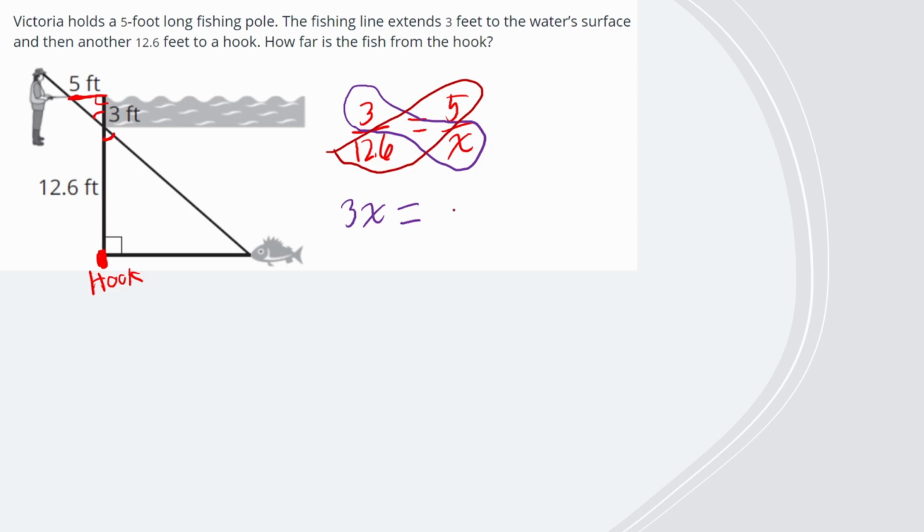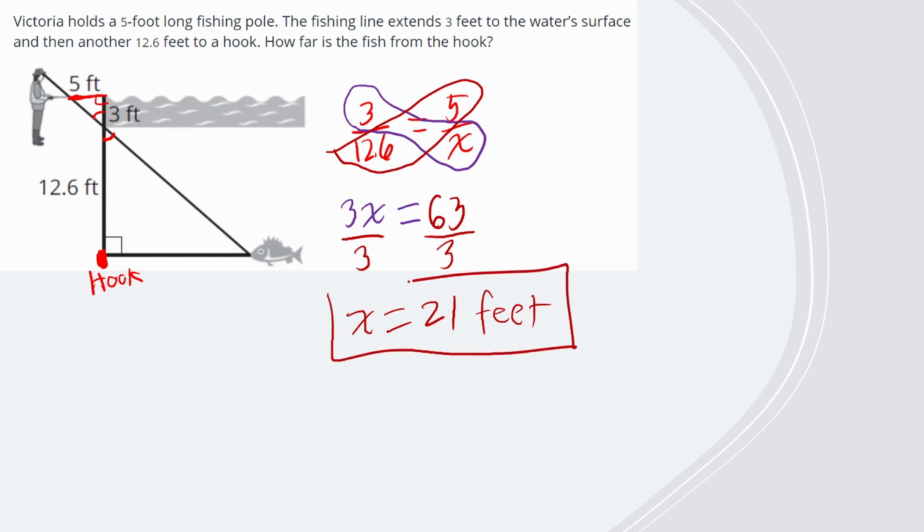So 12.6 times 5 is 63. So last but not least, all we have to do here, divide both sides by 3, and we get x equals 21. And this is going to be 21 feet. There is our answer. Awesome.